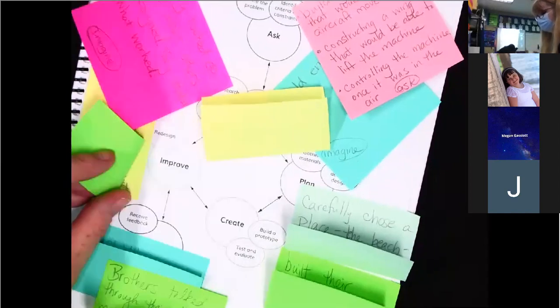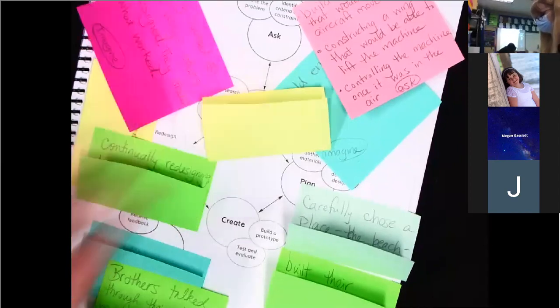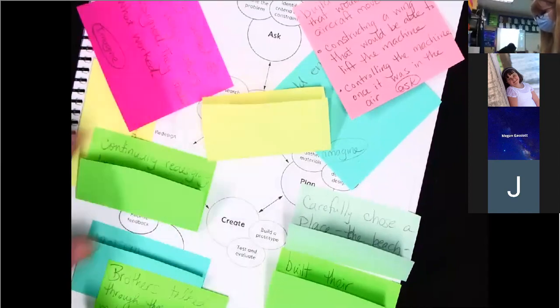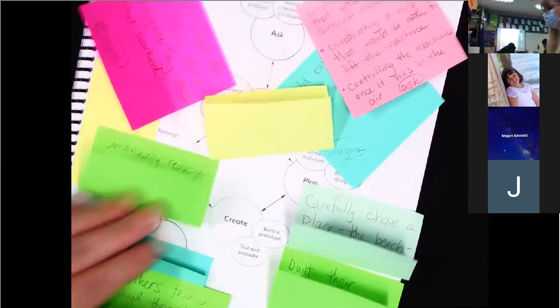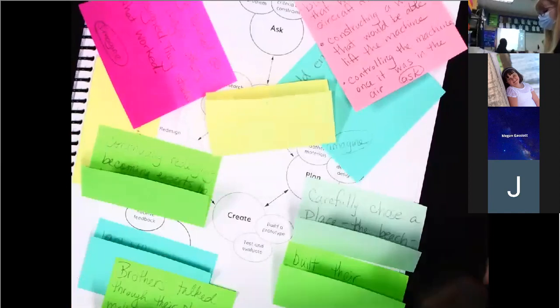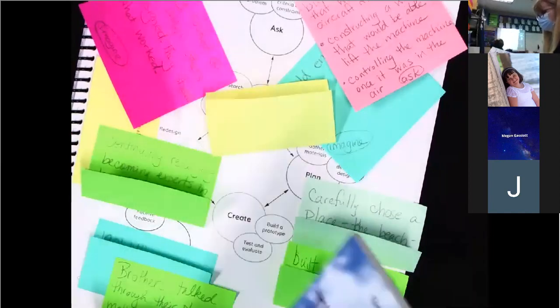Improve is to go back and keep on redesigning whatever it is that they're designing. Okay. I know you're wanting me to just straight up read these out to you, but I'm wanting students to pull out of the text for themselves the parts of the design process. Does that make sense?